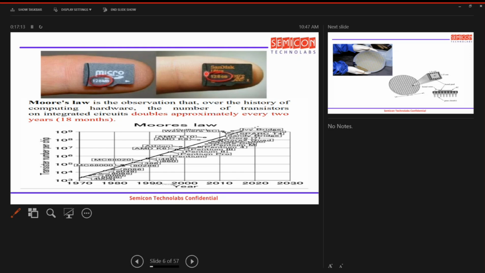However, there should not be any compromise on the functionality of the transistor. So without compromising on the existing metrics, the size of the transistor has to come down. And of course, along with that, even the power consumption has to come down and performance has to increase. So this is called Moore's law.